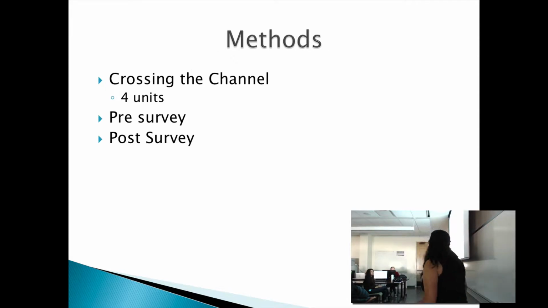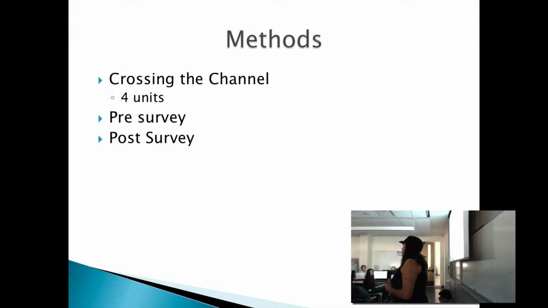So this is my method. I'm using the Crossing the Channel program, and it has 4 units. The first unit was on biodiversity, the second was watershed, the third is long-term monitoring, and this last one is environmental stewards. This program also gives the students field trips, which gives them experience out in the field. I gave them a survey at the start of this third unit, and I'm giving them a second one after this unit is over.